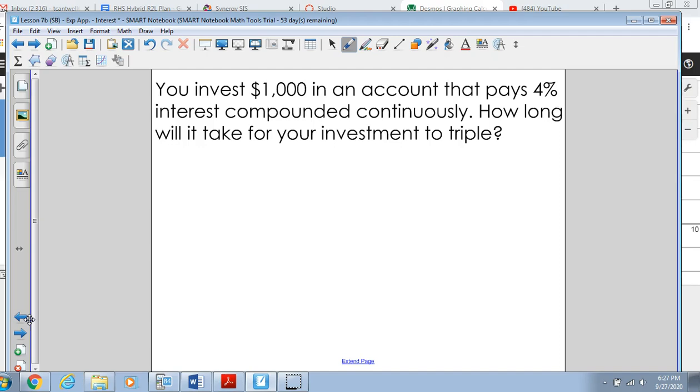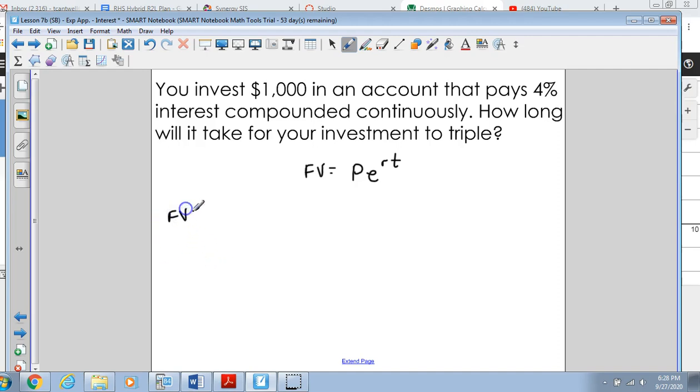Let's do one more example. You invest $1,000 in an account that pays 4% interest compounded continuously. How long will it take for your investment to triple? So compounded continuously is a different formula. Final value equals principal times e to the RT. Okay, so how long will it take for your investment to triple?